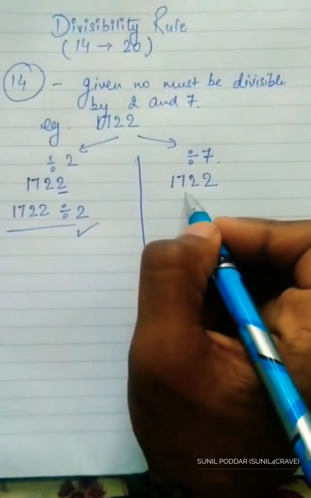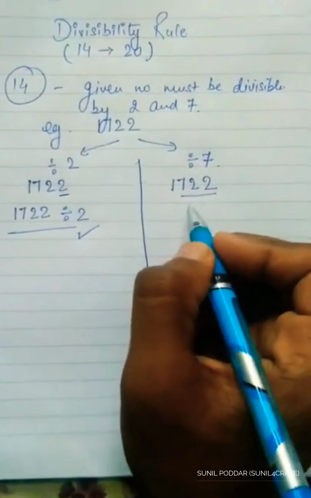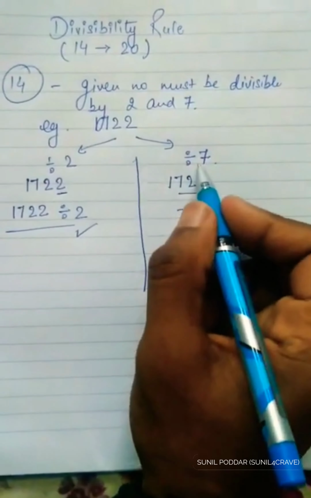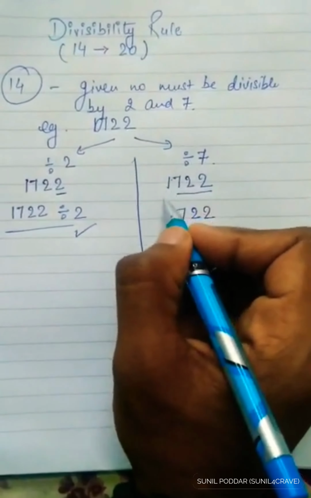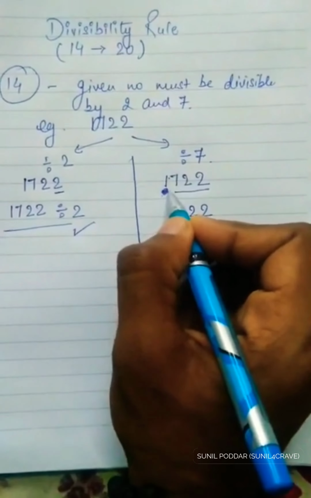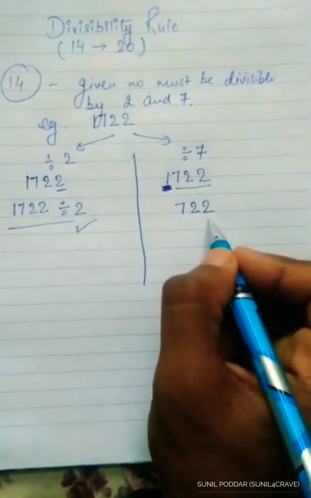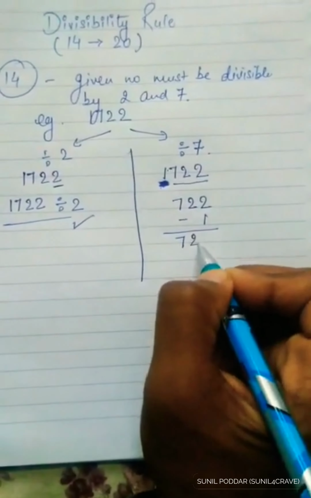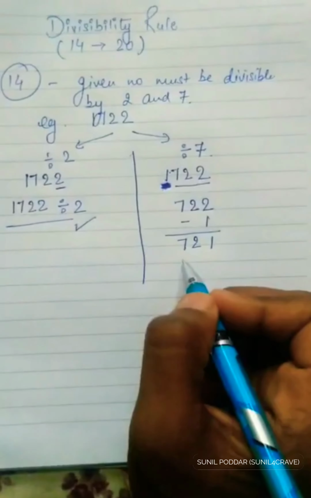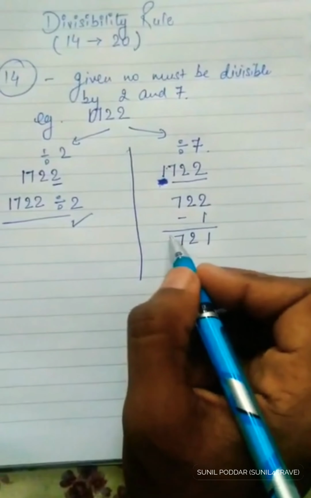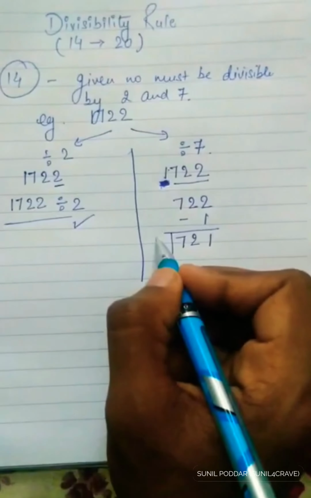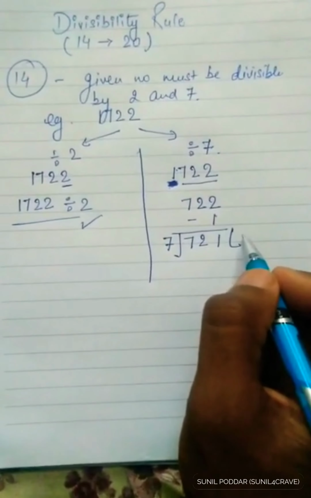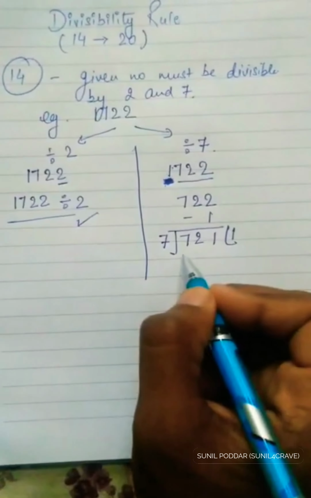we have to take the last 3 digits first, 722, and subtract the remaining digit, that is 1 here. The result will come out 721, and the result must be divisible by 7 to be completely divisible by 7. 7 × 7.